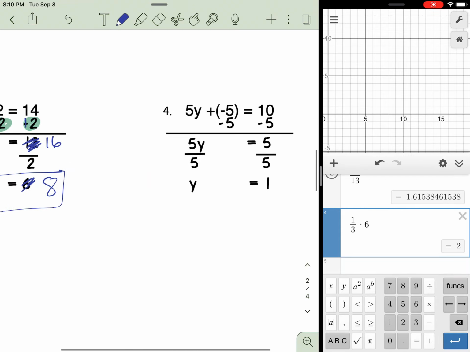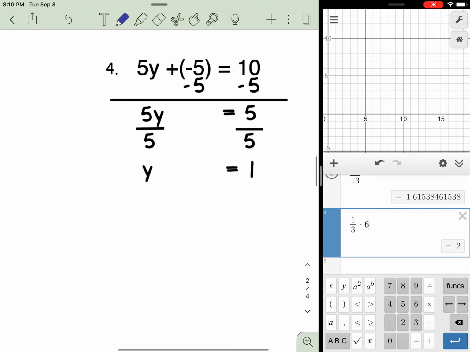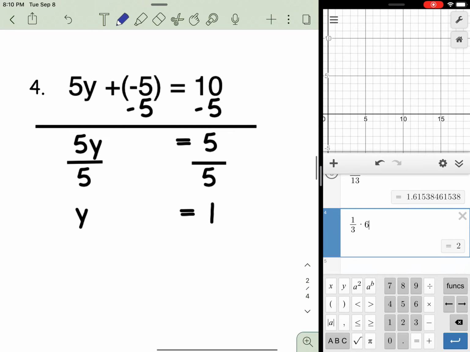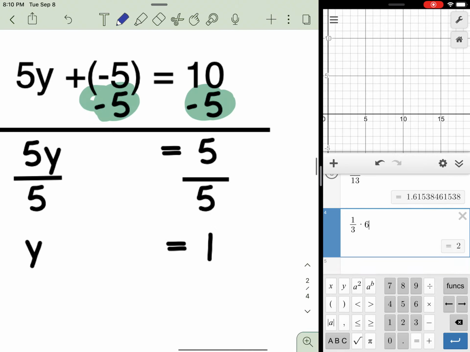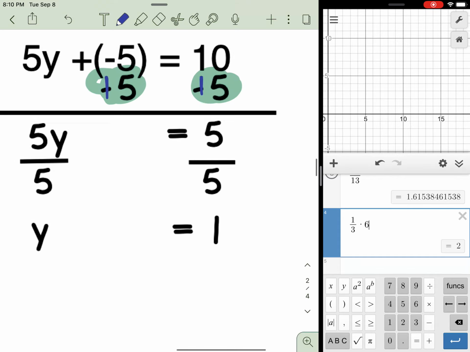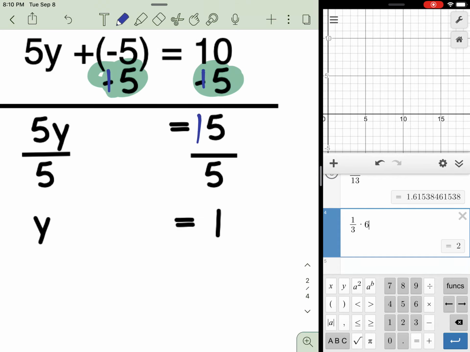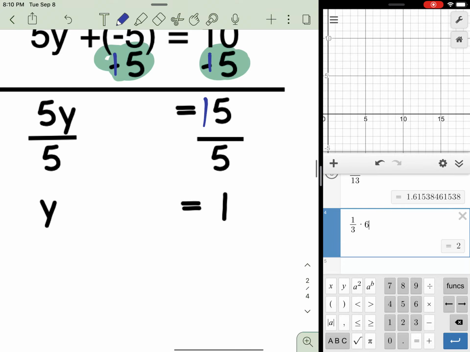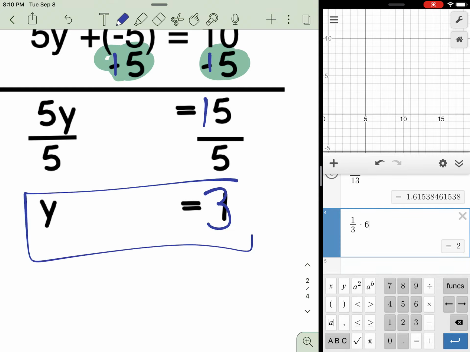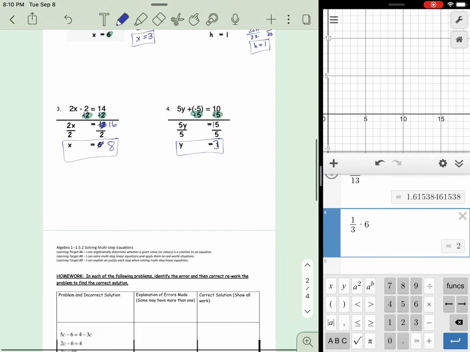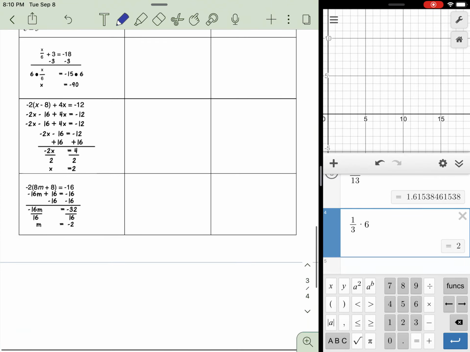Okay. Number 4, 5y plus a negative 5 equals 10. Answer is right here. Okay, since you're adding a negative 5, in order to do the inverse of that, this would have to be positive 5, which would make this 15, which would make this 3. Okay? All right, so I want you to do the same thing on these on the exit ticket.